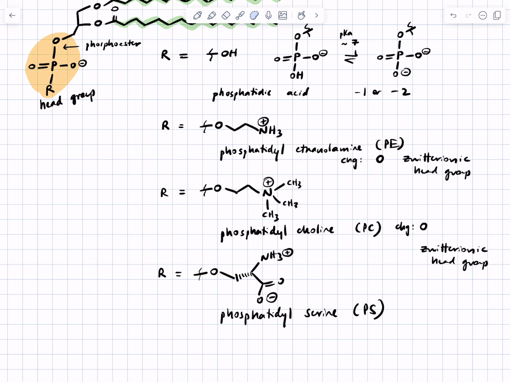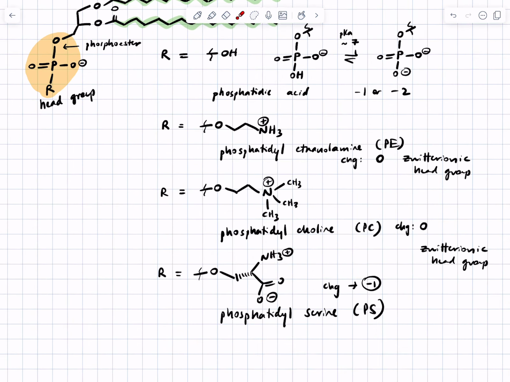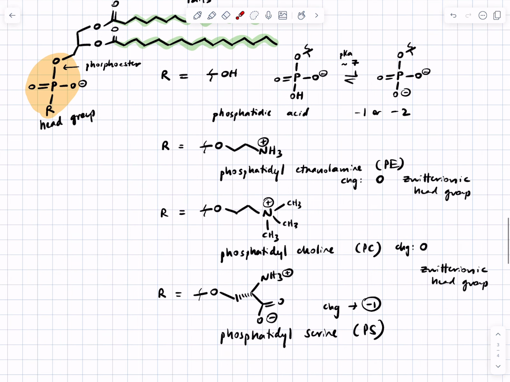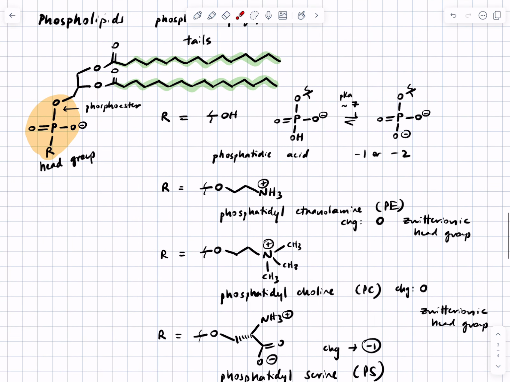And then, of course, if it were phosphatidylserine, it looks like the overall charge here is minus 1 for phosphatidylserine: plus 1, minus 1, and then minus 1 there, overall minus 1. So different phospholipids have different types of head groups.